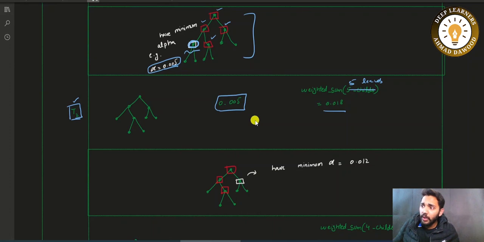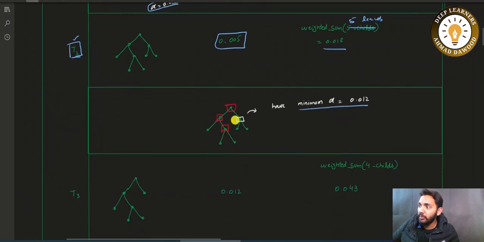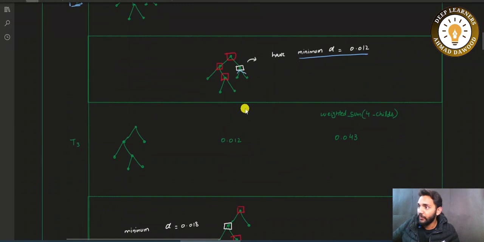Again, you will perform the same process: calculate the alpha value for all non-terminal nodes, select the non-terminal node with the minimum alpha value and prune its branches, and you will get another tree, which is tree T3, which has the same alpha value 0.012, the alpha value of the non-terminal node which we pruned. The weighted sum of its children will be the Gini impurity of this whole tree T3.